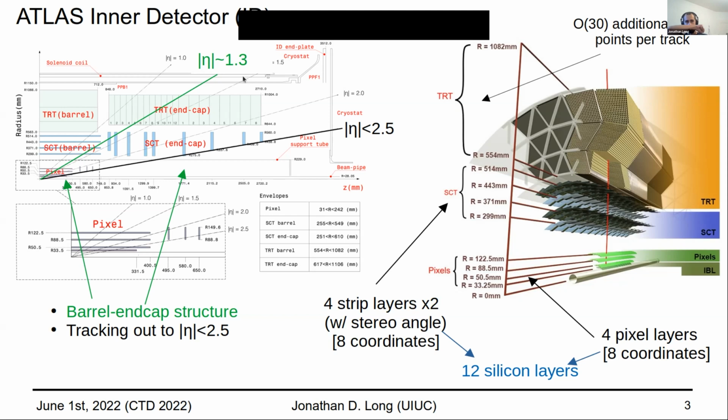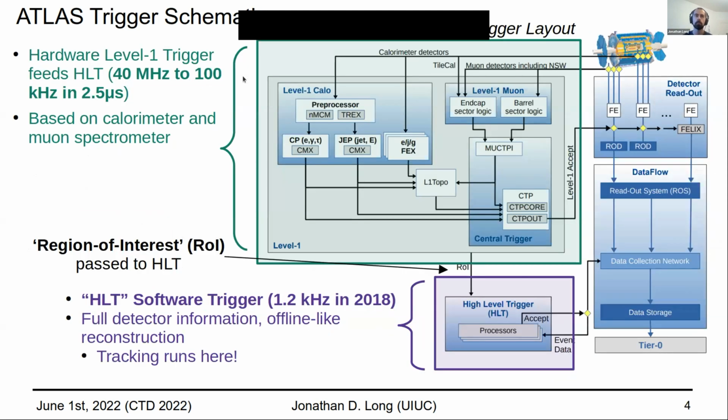So in terms of the whole ATLAS trigger, we have to reduce the rate of events from the LHC from 40 megahertz to something more manageable to store. And that happens in 2 steps on ATLAS. First, we have some very fast custom electronics that make a decision to reduce that rate to around 100 kilohertz. And this is based on only calorimeter and muon spectrometer information.